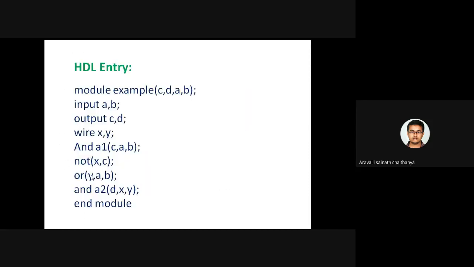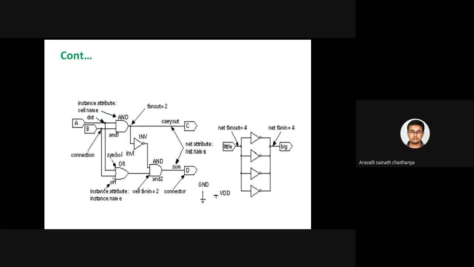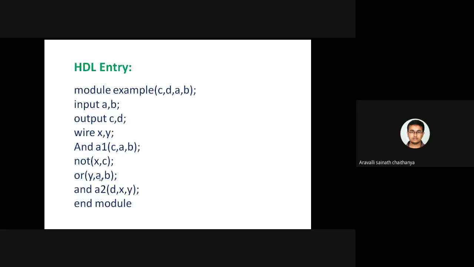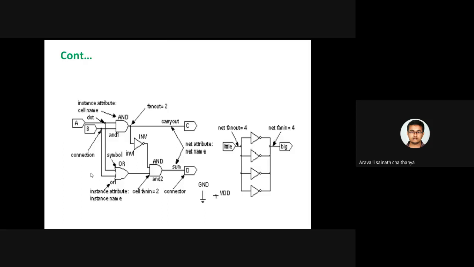So the OR gate is there: OR Y comma A comma B. The inputs of your OR gate are A comma B, and the output is Y. This wire Y and this wire X are acting as inputs for your second AND gate. The output of your AND gate is nothing but your sum called D, that is the output pin.